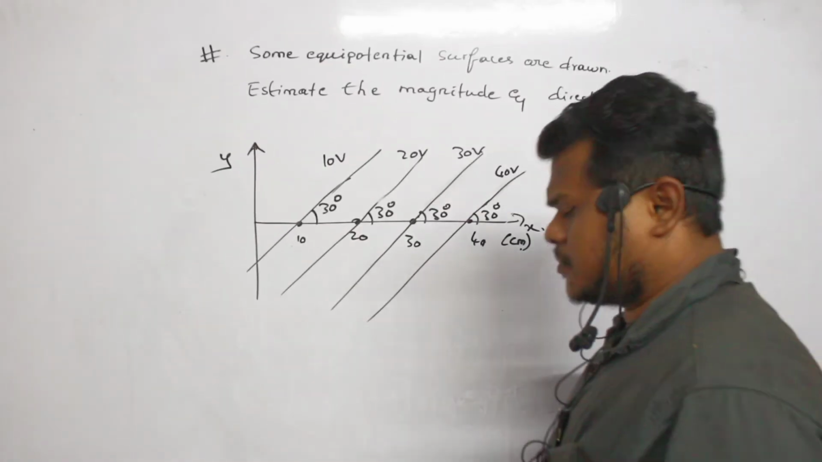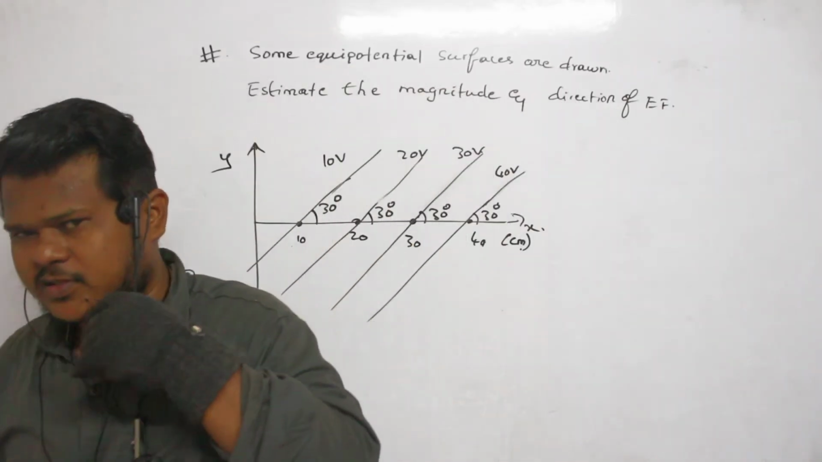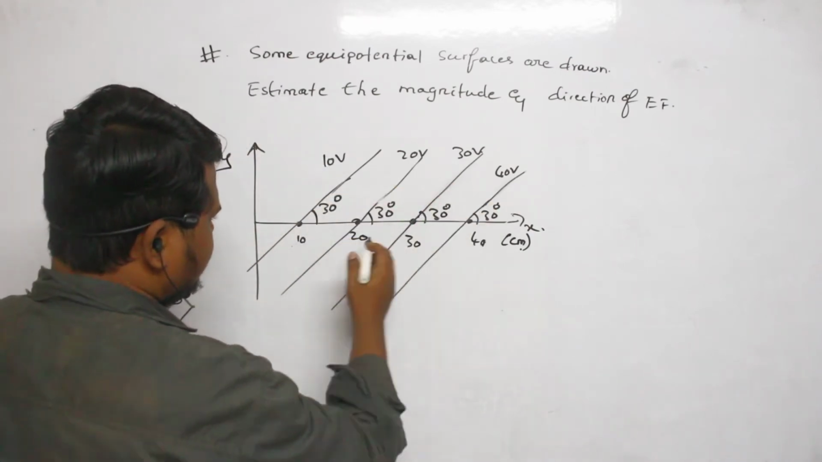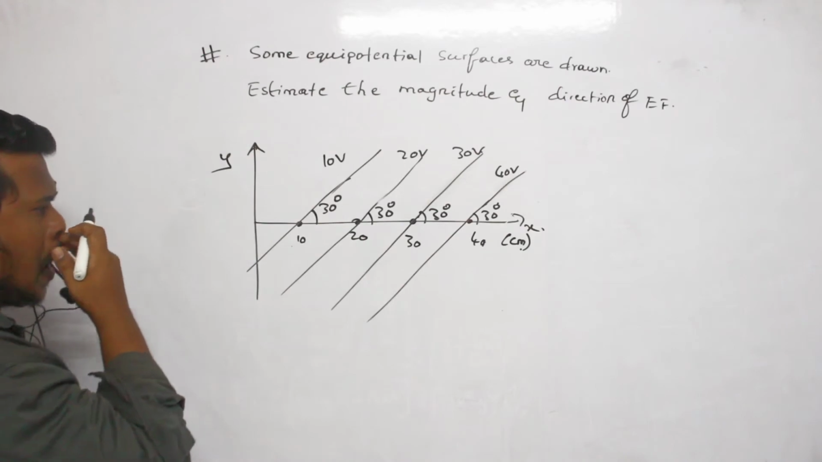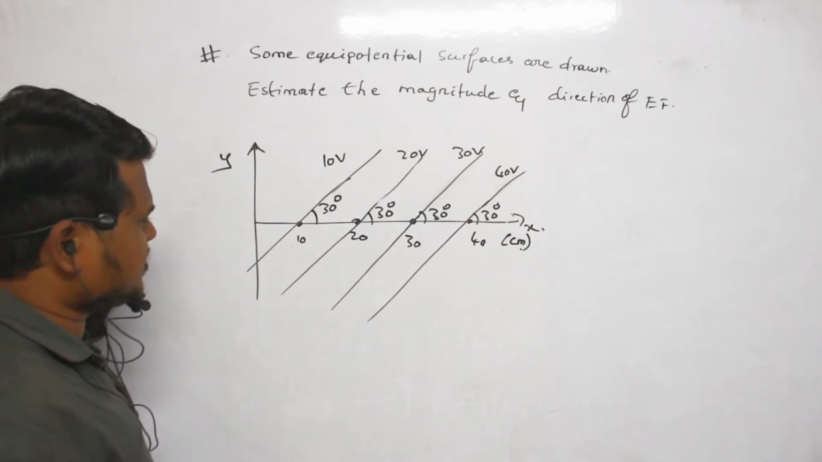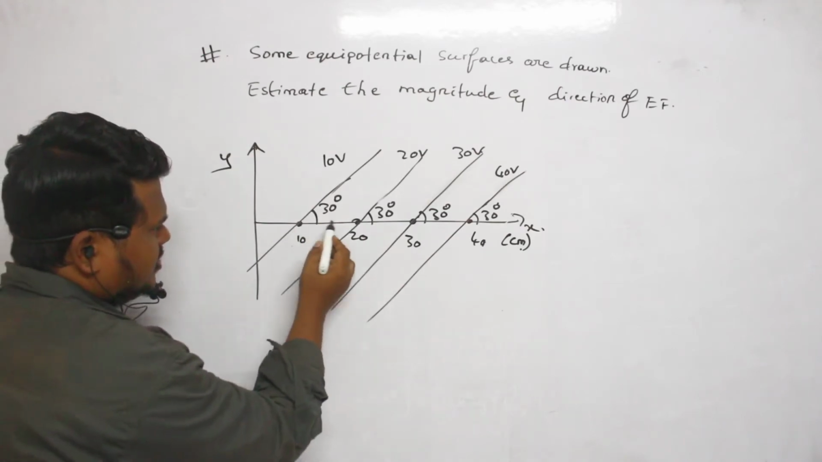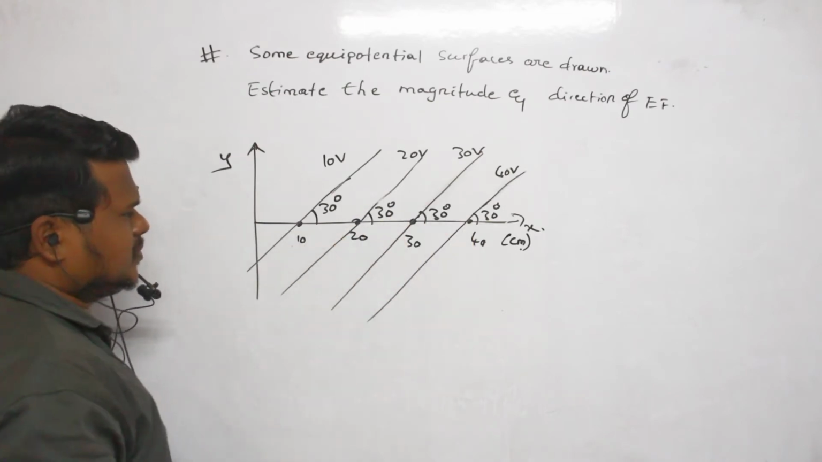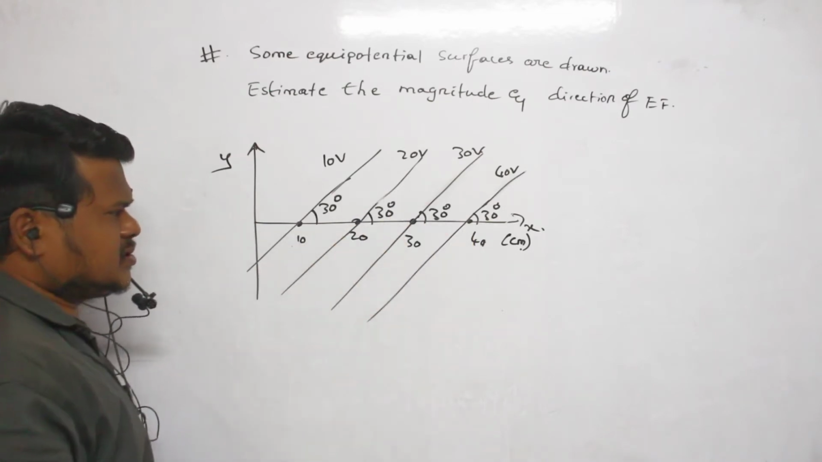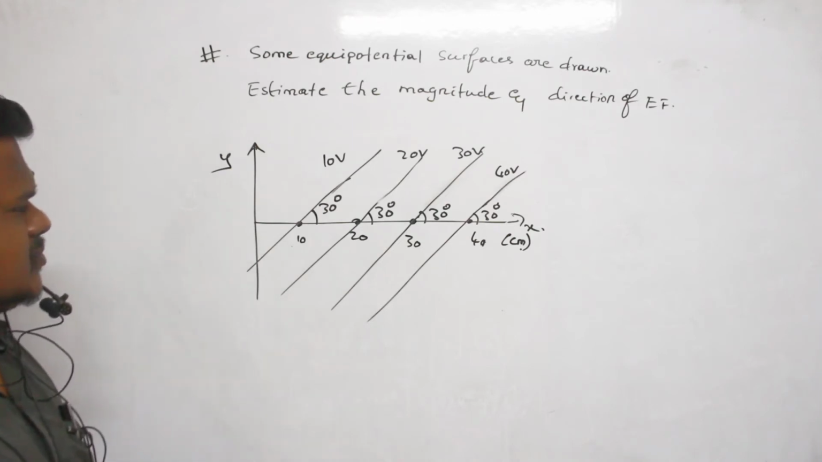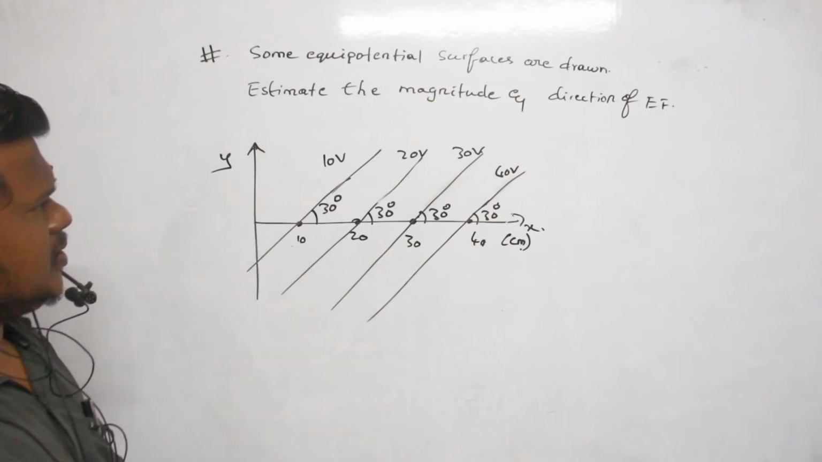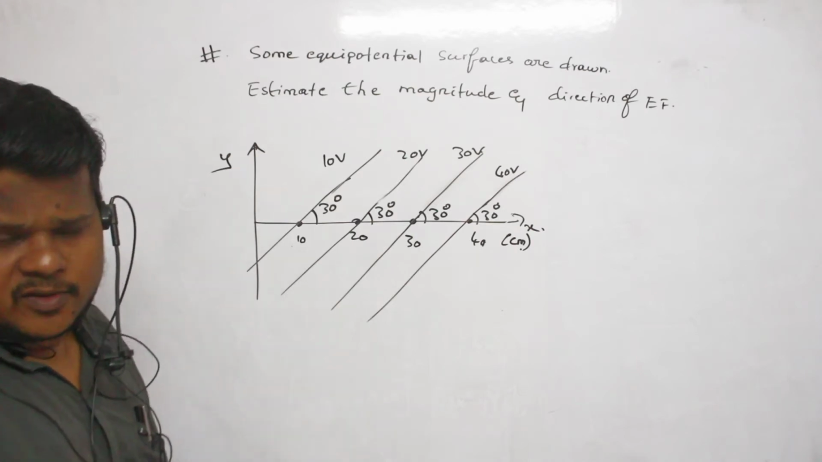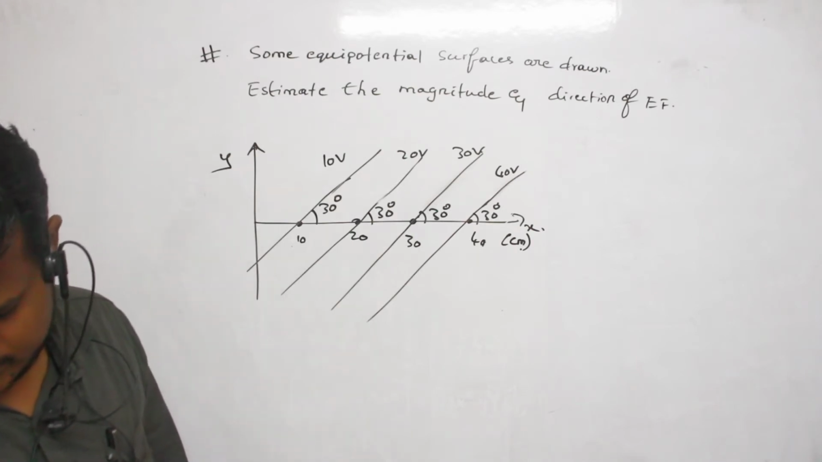So these are some of the equipotential surfaces which are drawn. Clear? So these equipotential surfaces are making an angle of 30 degrees with respect to positive x-axis, and they are arranged at equal distances 10, 20, 30 and 40. Clear? So these distances are given in centimeters. So how can you calculate the magnitude and the direction of electric field? First of all, can you say what will be the direction of electric field?